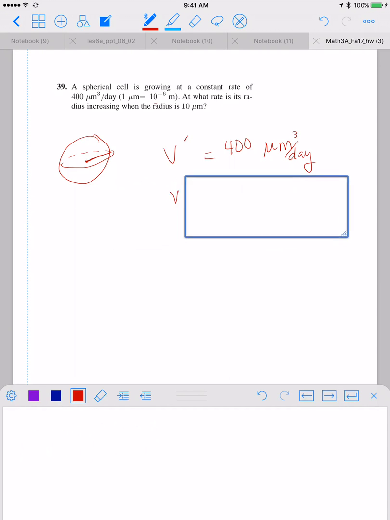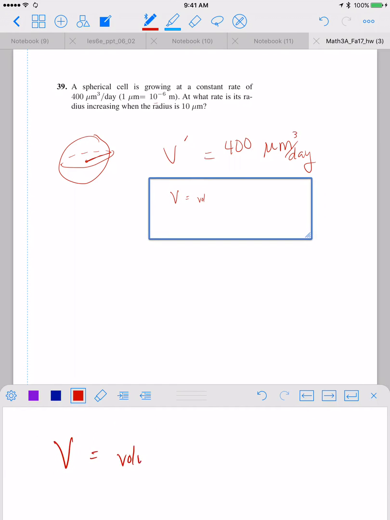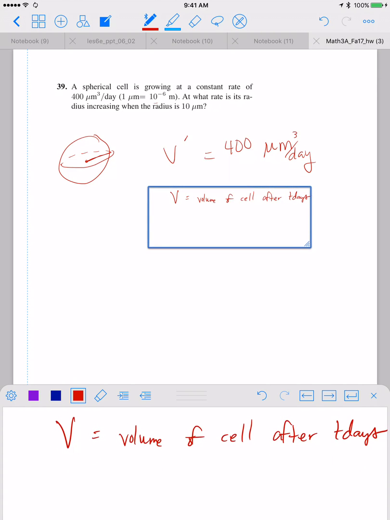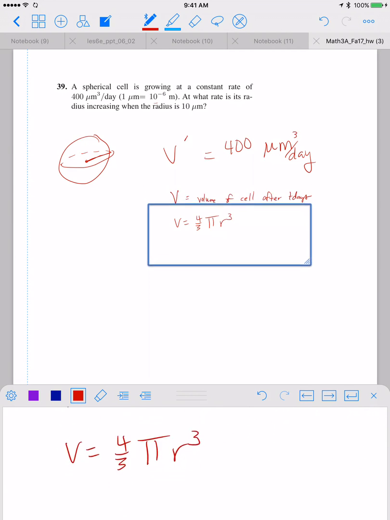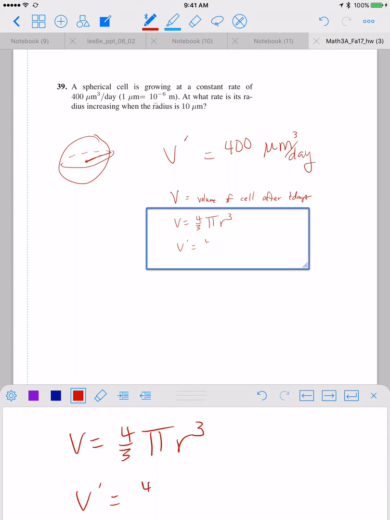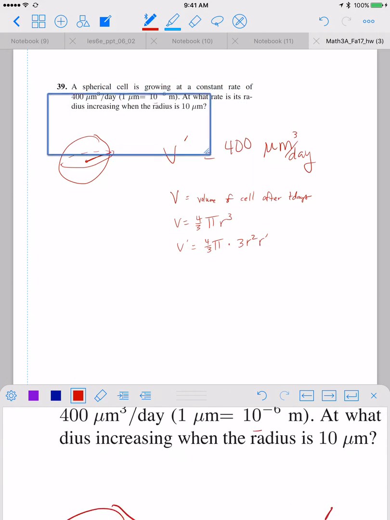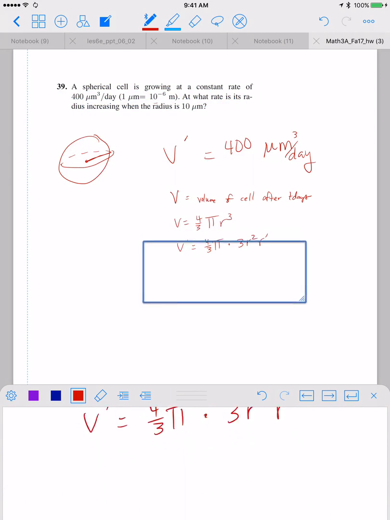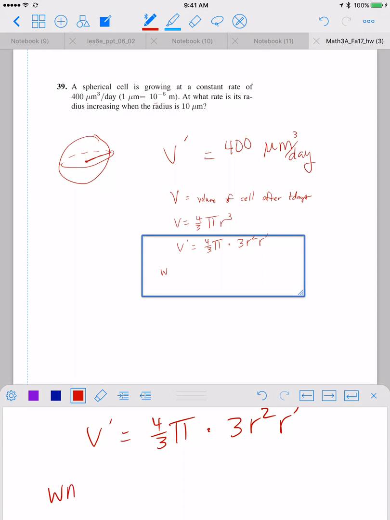So let's set up that V is equal to the volume of the cell after t days. We know that the volume is also equal to 4/3 pi r cubed. So V prime is going to be 4/3 pi and then 3 r squared r prime. Now, at what rate is the radius increasing when the radius is 10? So we want to know r prime equals what when r equals 10?